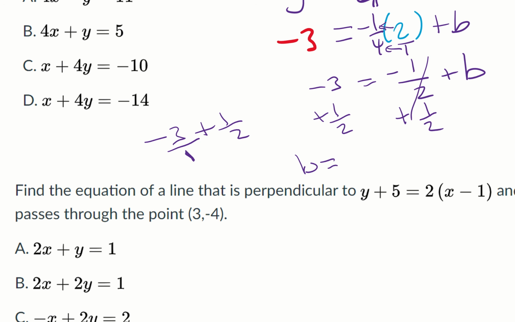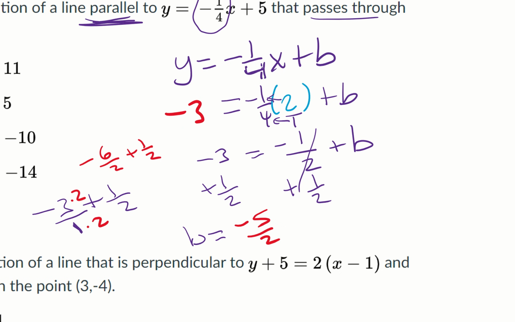So we need these to be the same denominator. I'm going to multiply this by 2 top and bottom. That gives me negative 6 over 2 plus 1 over 2. Negative 6 plus 1 is negative 5. So b is negative 5 over 2. Okay, so we got b, negative 5 over 2.